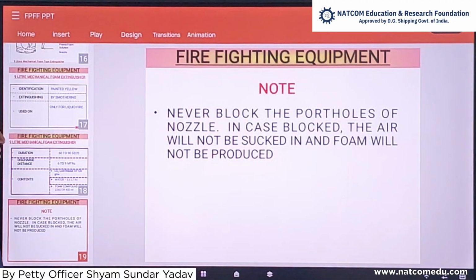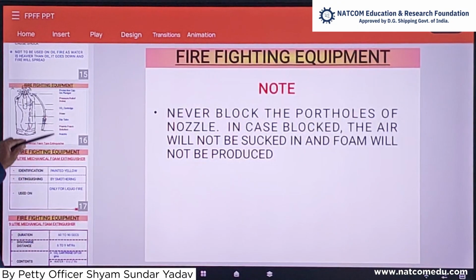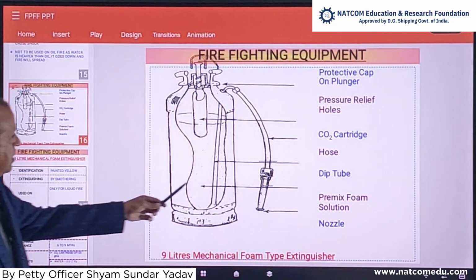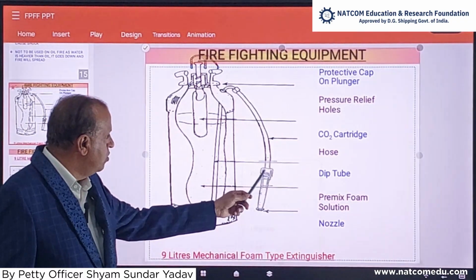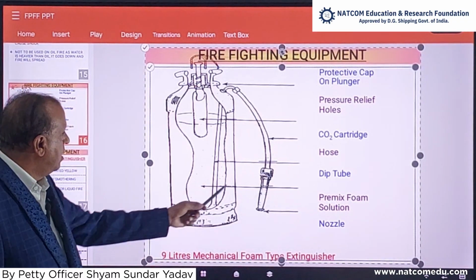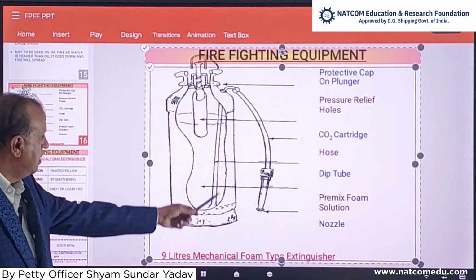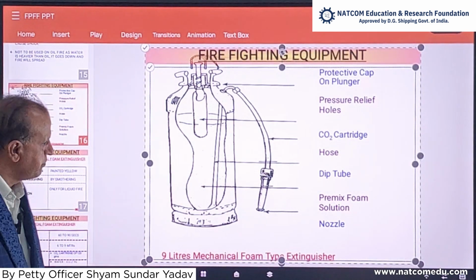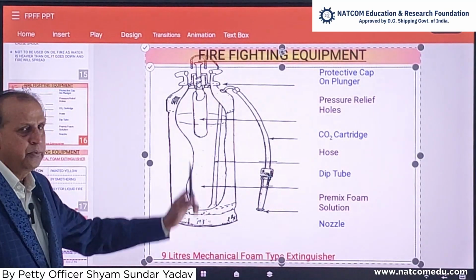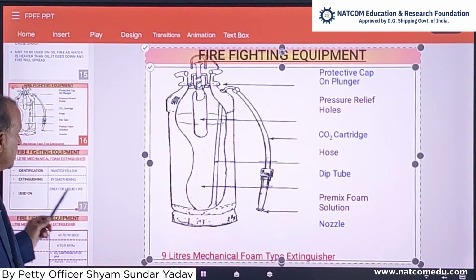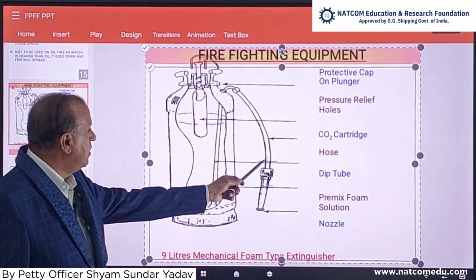Note, never block the holes of the nozzle. In case they are blocked, air will not be sucked in and foam will not be produced. So you can see here, this is the nozzle, and there are some holes. While operating, please don't cover this, otherwise this fire extinguisher will not produce foam, because this fire extinguisher produces foam. Got it? So better you hold it from here while operating.